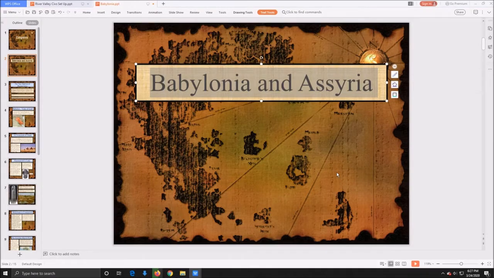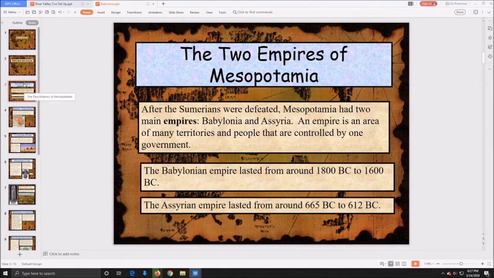Babylonia and Assyria were the first two major empires in this area. The first of those empires was the Babylonian Empire. Babylon, with their leader Hammurabi, who we learned about before, ended up going around and conquering all these other city-states.